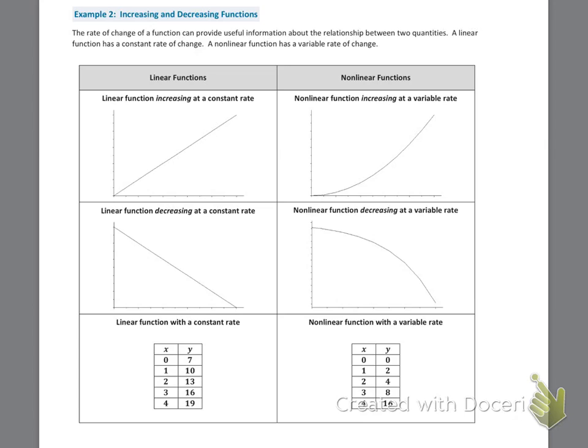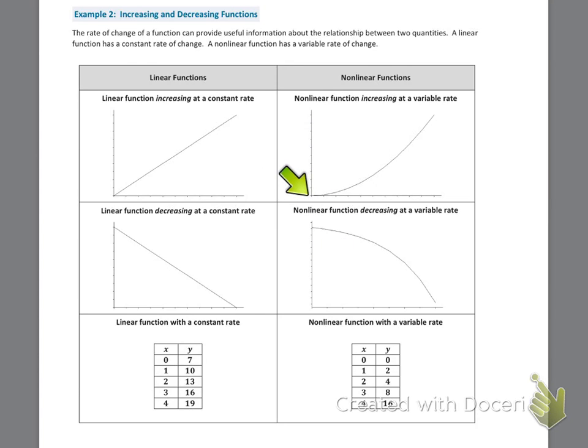Okay, so let's look at the sketches of graphs in example 2. The rate of change of a function can provide useful information about the relationship between two quantities. A linear function has a constant rate of change, while a nonlinear function has a variable rate of change. So let's look at the different scenarios that can happen. So here's a linear function that is increasing at a constant rate, and here's a linear function that's decreasing at a constant rate. And then over here in the right-hand column, both of these are nonlinear.